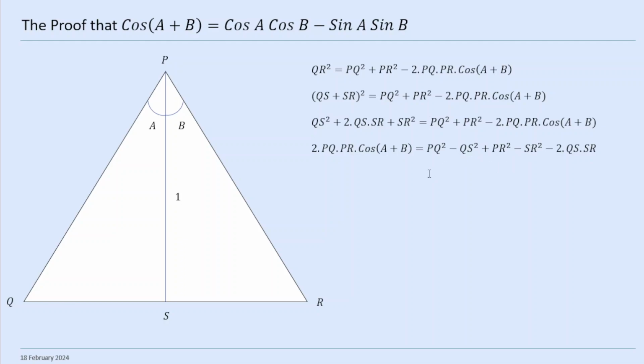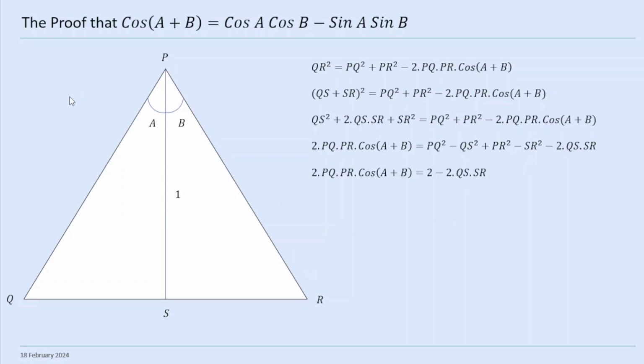And we note by Pythagoras that PQ squared minus QS squared is 1. So PQ squared minus QS squared is 1 squared, which is just 1. PR squared minus SR squared is also 1. So you do that substitution, you cancel the 2's. And then we divide through by PQ PR.